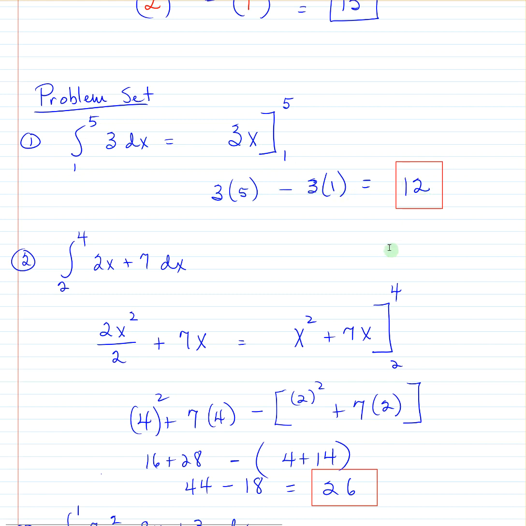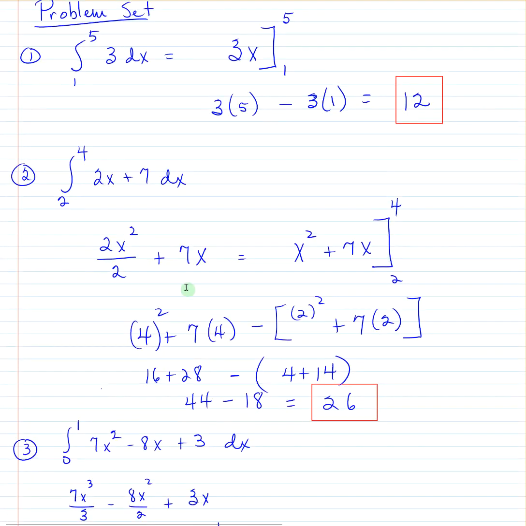That one's pretty simple. Number 2, also not too bad. The integral from 2 to 4 of 2x plus 7 dx. When we integrate this, we get 2x squared over 2 plus 7x. Those 2's cancel out, so we have x squared plus 7x evaluated from 2 to 4.